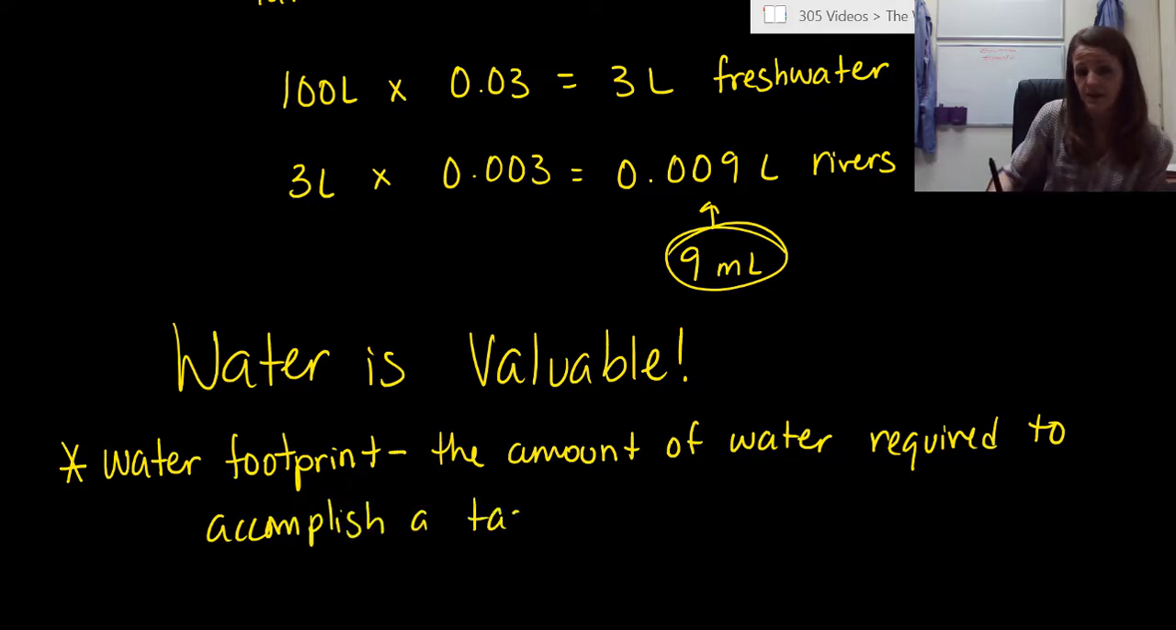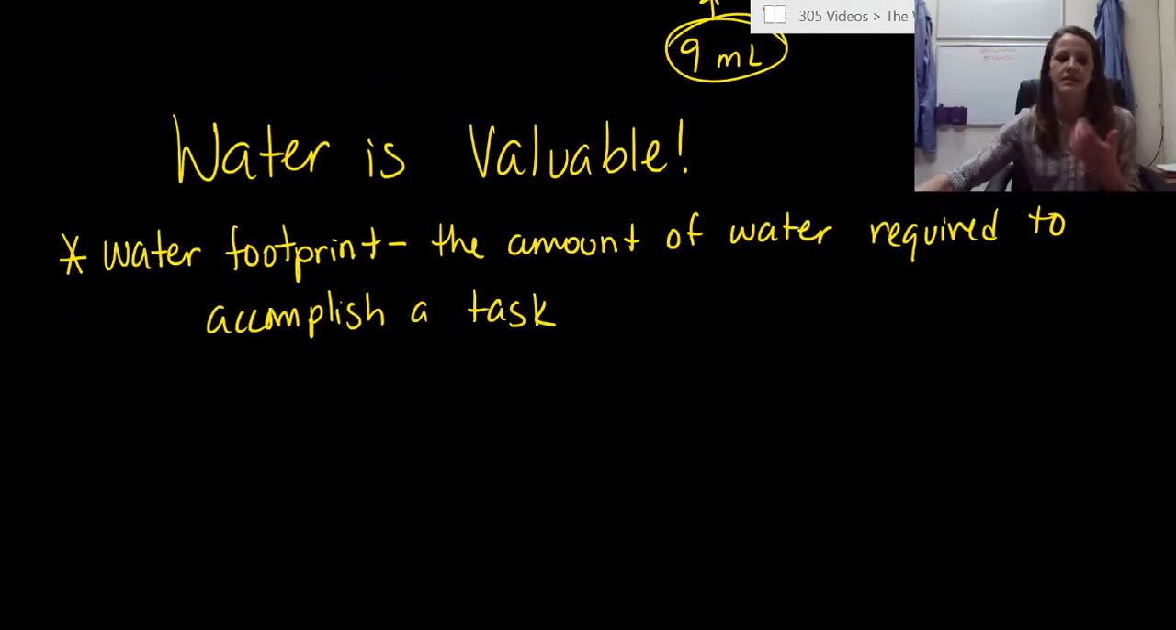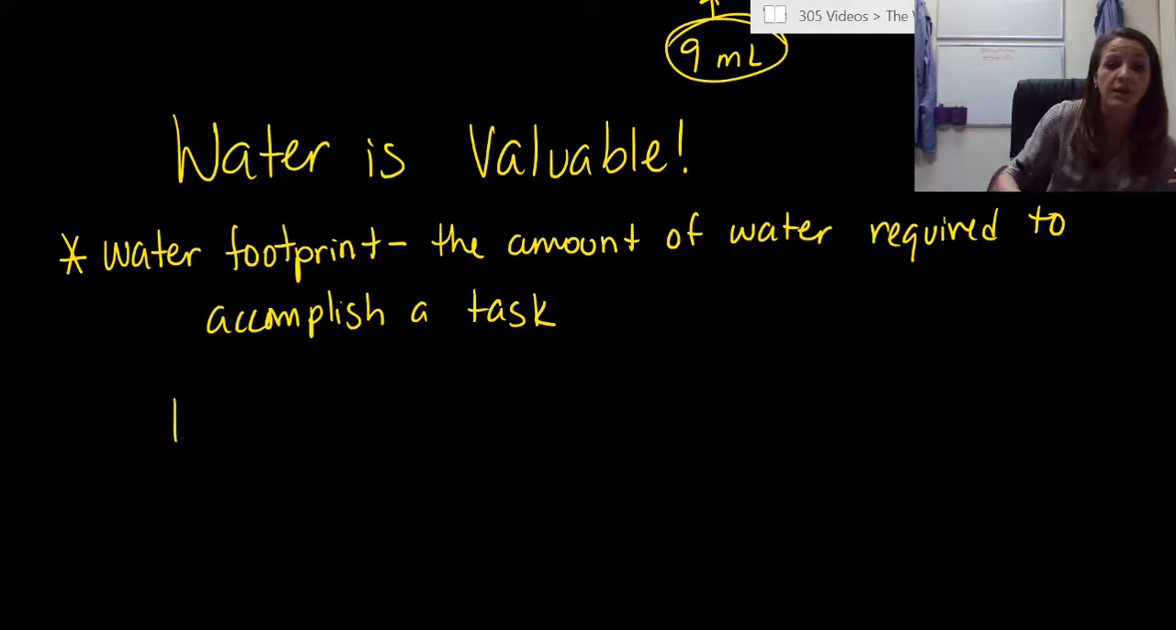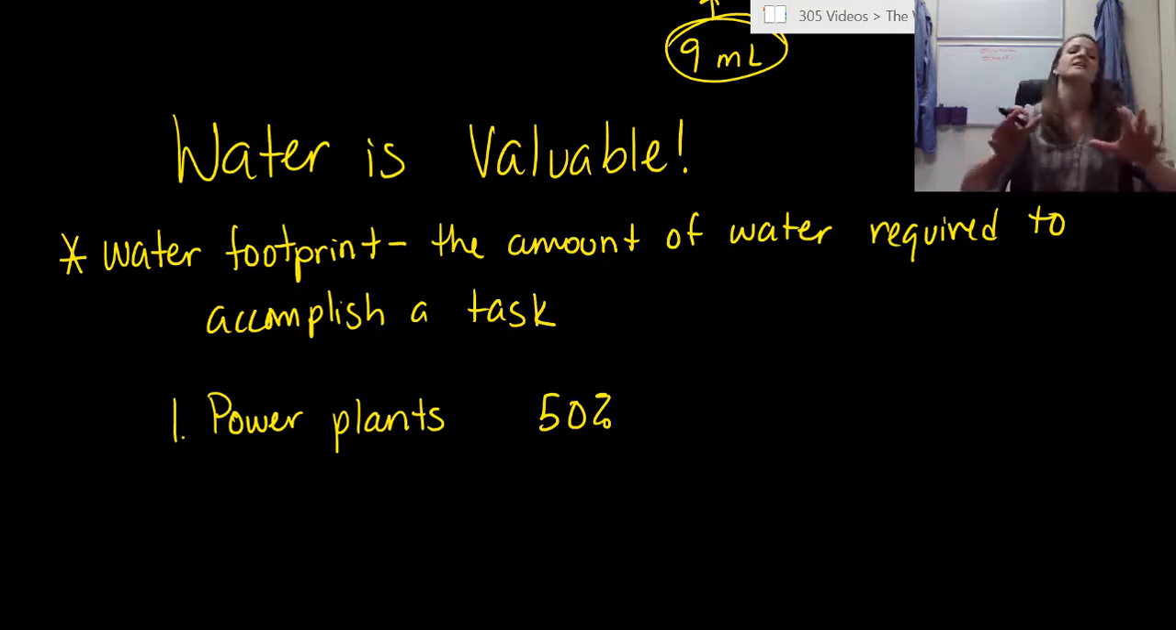So very simply speaking, how much water is needed in order to do X, in order to do Y, in order to finish whatever task it is you're talking about. And so for our course, I expect you to know the big 3 things on this planet that use the most water. And the first one is power plants, which probably isn't that surprising to you. But they actually use 50% of our water. So they are the biggest issue when it comes to water being valuable.